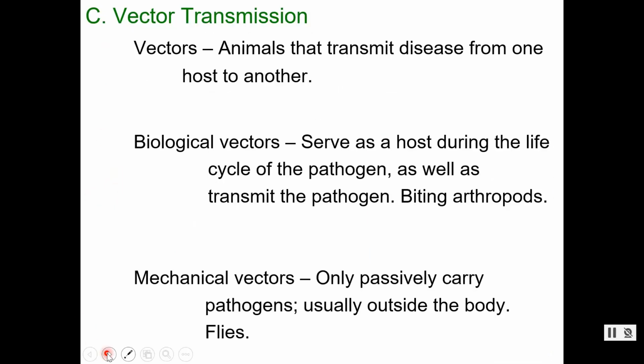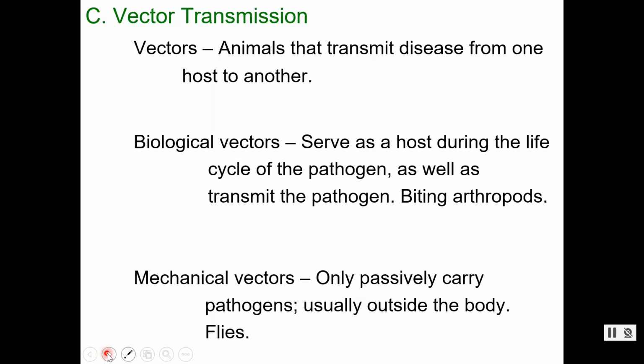Let me see if I can go through that. So we've done contact transmission, we've done vehicle transmission. The last type of transmission is vector transmission. A vector is an animal that transmits the disease from one host to another. So these are your biting insects or your insects in general. We can further categorize vectors as biological vectors or mechanical vectors, and I'll tell you the difference. But if there's an intermediate animal, say a mosquito bites a person or an animal that has malaria and then bites a new host and transmits that blood into the new host, that would be vector transmission.